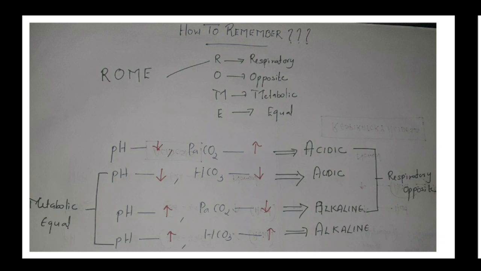Similarly, for metabolic, it is equal. If pH is less and HCO3 is also less, it is acidic. If pH is more and HCO3 is also more, it is alkaline. I hope it is very clear to you. Respiratory, both the values should be opposite, that is pH and PCO2, whereas metabolic it should be equal, that is both pH as well as HCO3.